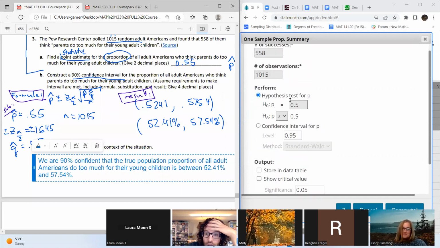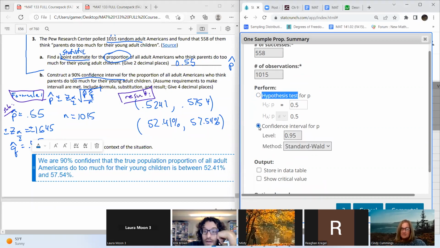Okay, and then the other thing we have to do, there's two things we can do. Chapter 10 is hypothesis testing, so that's coming. For now, chapter 9 is we're doing the confidence interval. How did we know? It said it right here, construct a 90% confidence interval. So we just have to match confidence interval with the words confidence interval. And then the level is the percent here. So that needs to be the 0.90 for this particular problem.